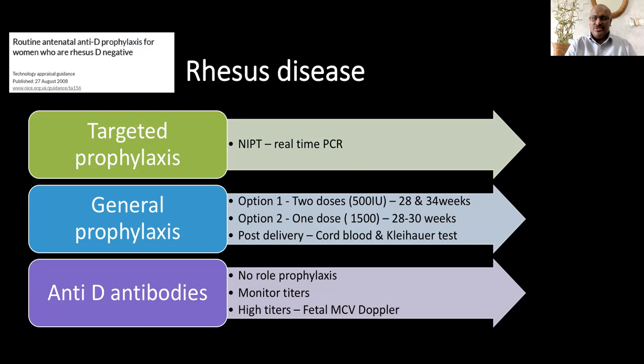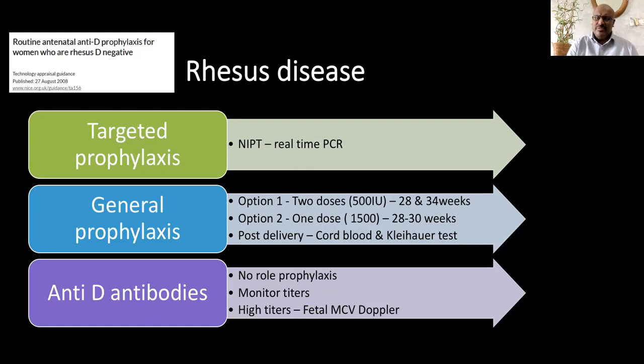There are 2 methods of general prophylaxis. You can use the traditional 2-dose approach by giving someone 500 international units, one at 28 weeks and another at 34 weeks. Or option number 2, which is the newer approach, because you do not have the dosage of 500 easily available in most parts in Malaysia, you can use a higher dose of 1,500. Give it once between 28 to 30 weeks.